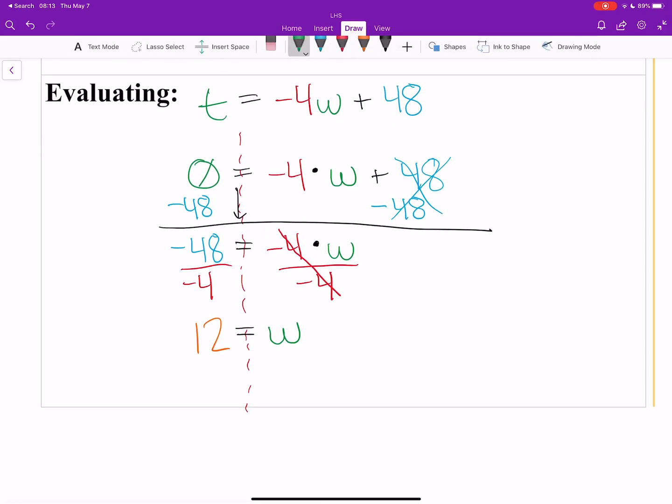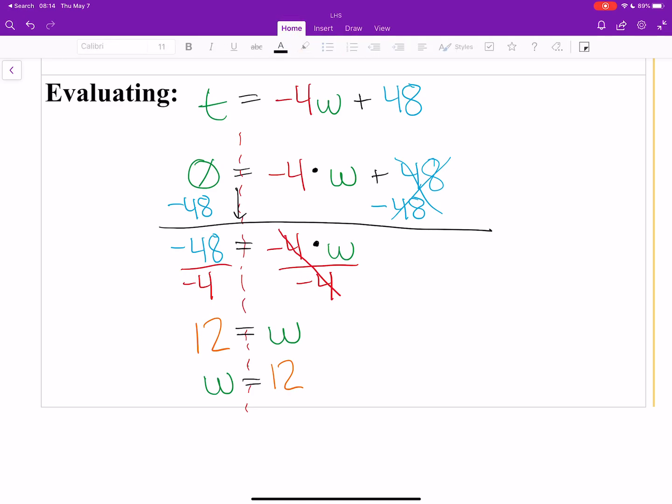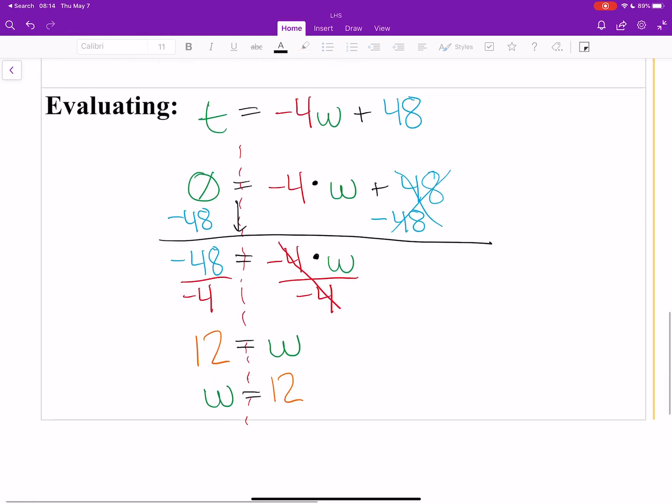And finally, we can read the equal sign either way. We could say 12 equals w or w equals 12. Just so it looks clearer and cleaner, I'm going to rewrite it with w first: w equals 12. So how many weeks? 12 weeks. It's really nice that we ended up dividing a negative by a negative, because we can't have negative weeks. The ice sheet isn't going to melt in negative 6 weeks, for example. It's going to melt in positive 6 weeks. So that's why it's nice that we got a final answer that is entirely positive.